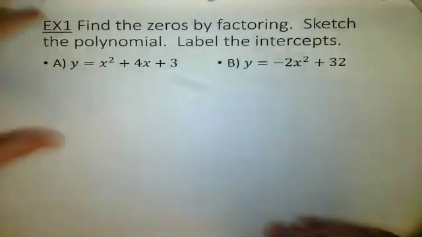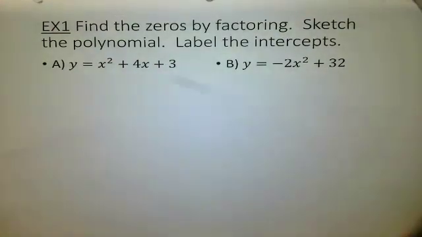Example 1, find the zeros by factoring. Sketch the polynomial, label the intercepts. Find the zeros by factoring and solving. Sketch the polynomial and label the intercepts. Label the intercepts is not specific. That includes X and Y intercepts. So this is going to be a good review, hopefully.